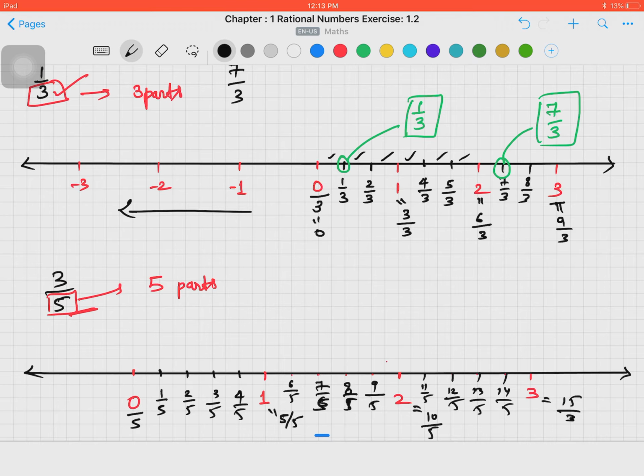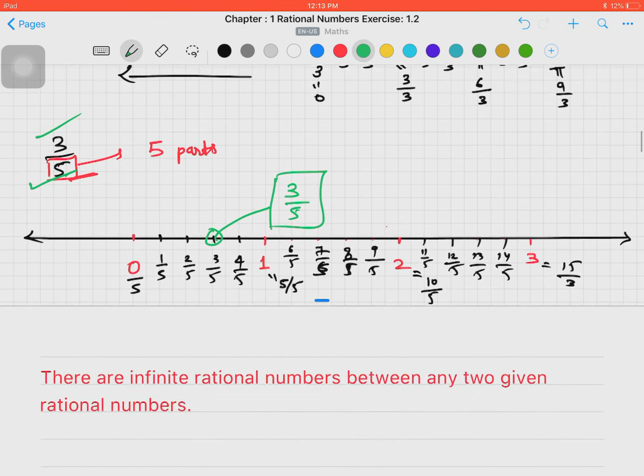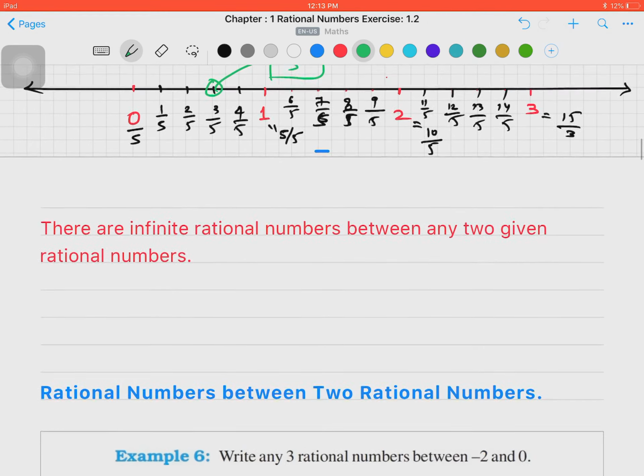So the number that we are asked to represent here is 3 by 5. Now you can easily locate 3 by 5 here. So this is the location of number 3 by 5 on the number line. That's how you can represent any given rational number on the number line. You have to just first look at the number given in the denominator. That means you have to divide the region between every number into that number of parts. That's how you can represent. Similarly, you can represent any number on the number line.